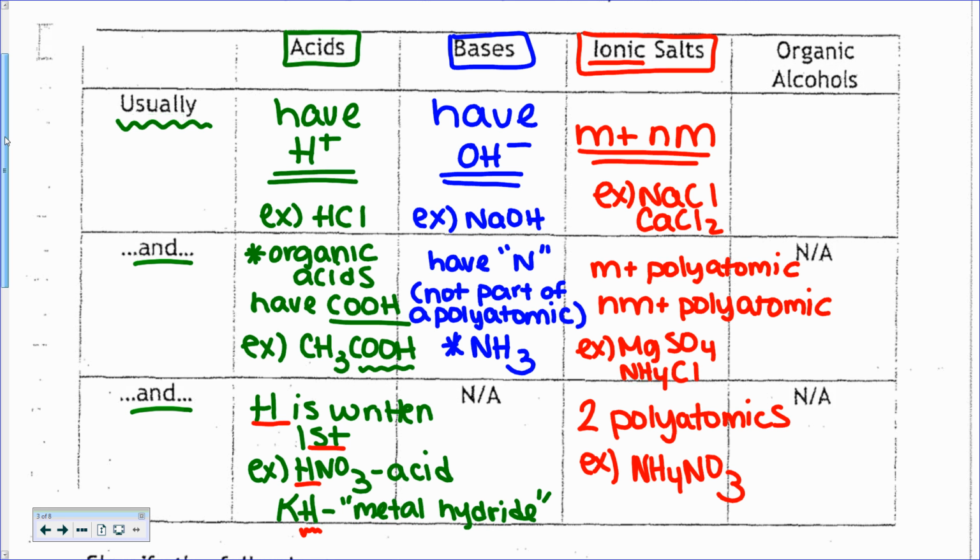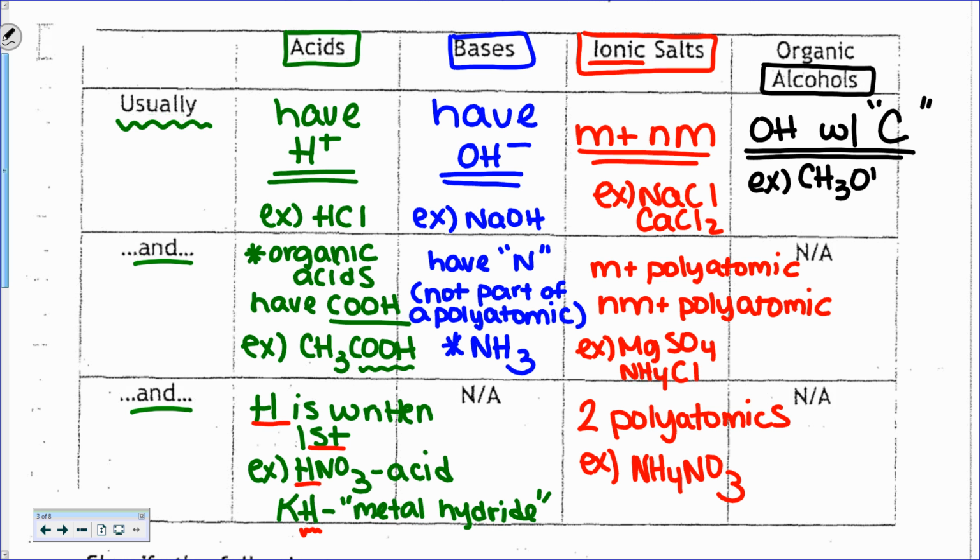And lastly, I have my organic alcohols. My alcohols, as you'll remember, are always going to have OH, but it's always going to be with carbon. So for example, we have CH3OH. That has an OH group on it, right here, but it also has a C. Don't let them trick you. That is very, very common for them to put those there, and they hope that you say it's a base. It is not a base. It is an alcohol because it has a C and an OH with it.